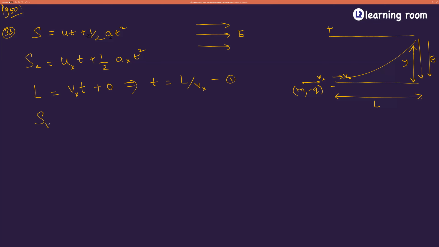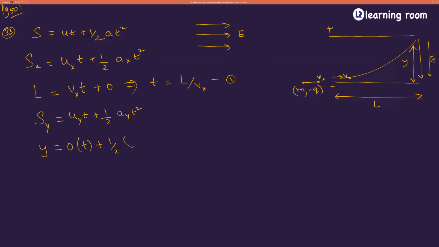Similarly, if I apply the displacement along the y direction, Sy is equal to Uy into t plus half into Ay into t square. So what is the displacement along the y direction? It is y is equal to, what is the initial velocity along the y direction? 0, because it's given only along x. 0 into t plus half into, what is the acceleration along the y direction?